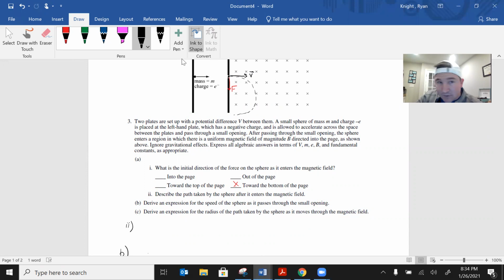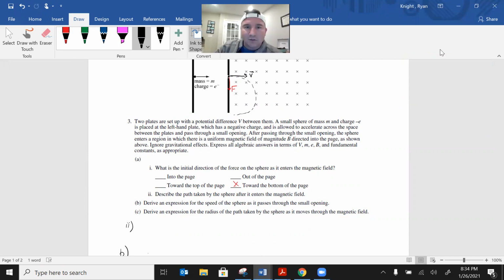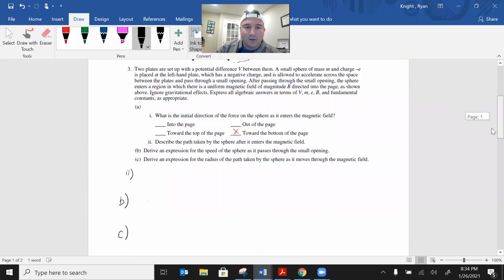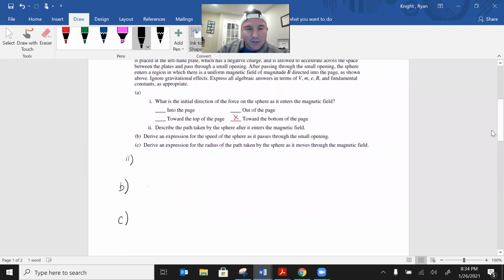As soon as it leaves the magnetic field, it'll keep traveling straight. But until that point, it's going to travel in a semicircle, a circular path. So, describe the path taken. It's going to be a circular path toward the bottom of the page.